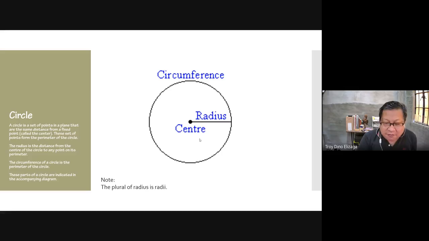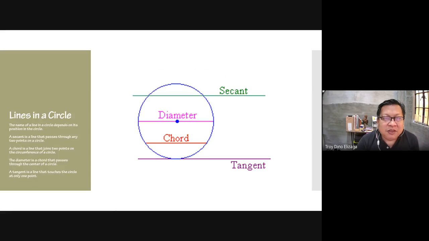Okay. I have to review these terms because I expect that there are some of you who might not have encountered them or was not paying attention before and might even be confused with some terms, especially terms like secant, diameter, chord, and tangent. A secant is a line that passes through any 2 points on a circle. So it doesn't have to be in this position that I showed in the illustration, but it can, as long as it passes in 2 points of the circle, so it's a secant.